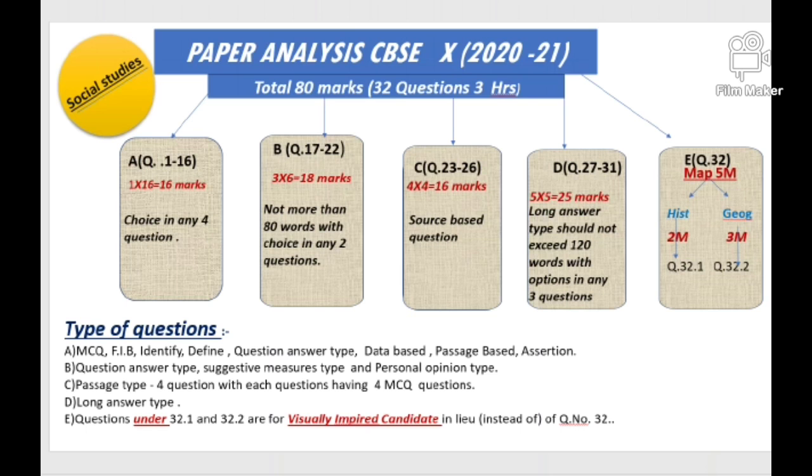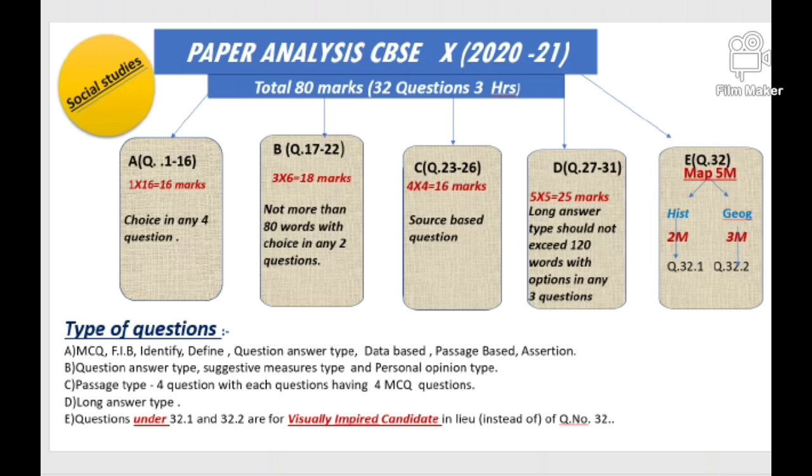Now let us see the types of questions that are coming under all these sections. First is section A. Section A has different types of questions, and they are all objective type, and even if it is an answer or something, it's very short, you don't take much time to write. So they have MCQs, fill in the blanks, identify type questions, define something that they have given there, then question answer type, data based, or you can say table based questions where a table is given and you have to write answers related to that, then passage based questions, and assertion and reasoning type.